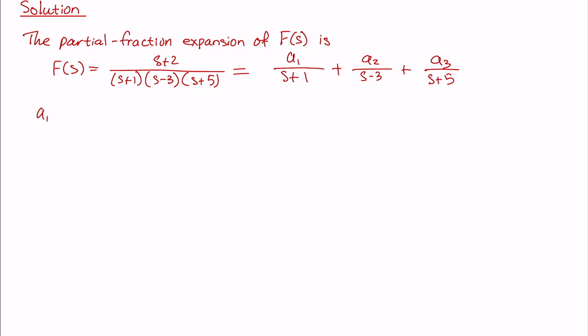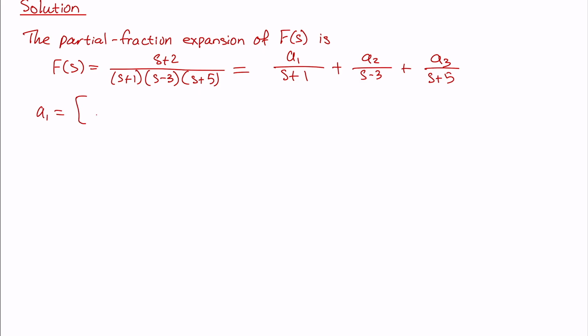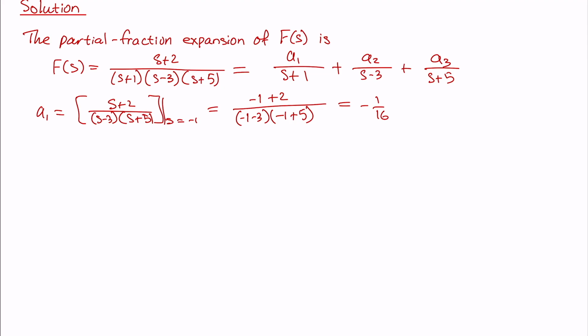For A1, we will get that this is equal to (s + 2) divided by (s - 3)(s + 5), evaluated at s equals -1. And we'll find that this is equal to (-1 + 2) divided by (-1 - 3)(-1 + 5). And we'll find that this is equal to -1/16.